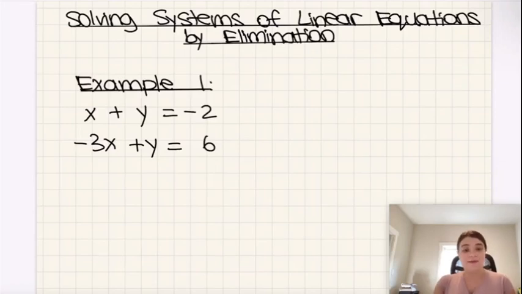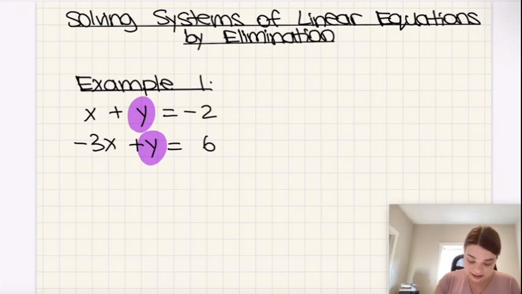Hello, everyone. Welcome back. Today, we're going to talk about solving systems of linear equations by elimination. The idea here is we need to add or subtract the two equations in order to eliminate a variable. In this case, notice that over here we have plus y, and over here we also have plus y, right? And we also know that y minus y is going to eliminate y. Y minus y is 0. Any number subtracting itself gives us 0.